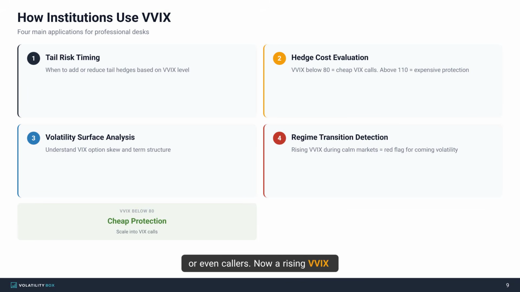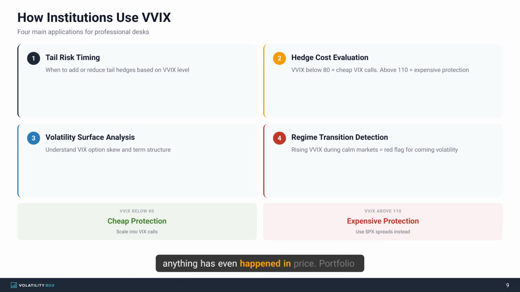Now, a rising VVIX during a calm equity market is this major red flag. It means somebody out there is paying up for protection before anything has even happened in price. Portfolio managers at pension funds and endowments track VVIX to decide when it's time to renew their VIX options positions versus let them expire and help determine their hedging activity.